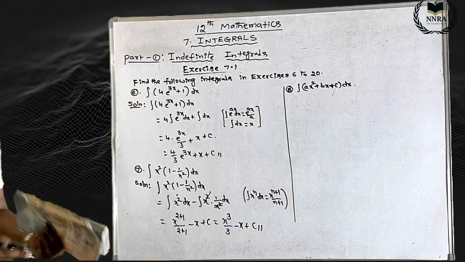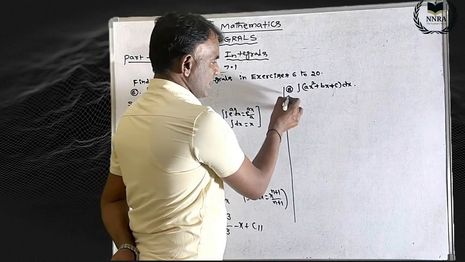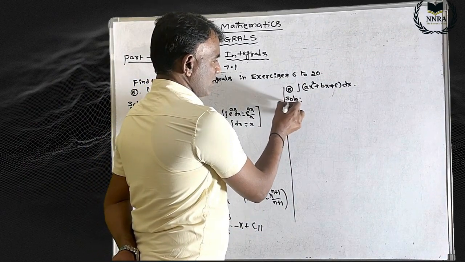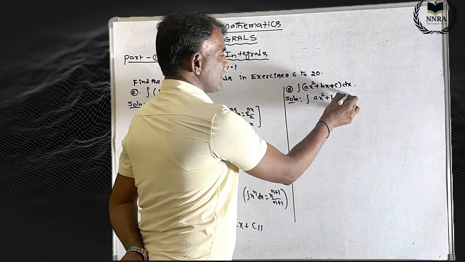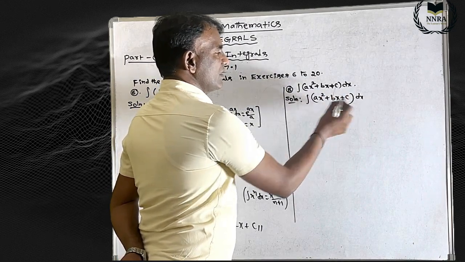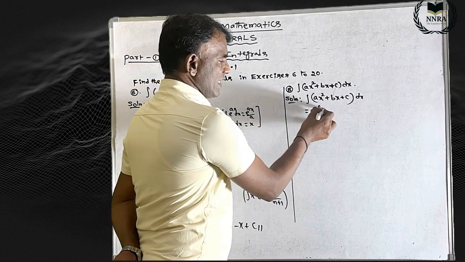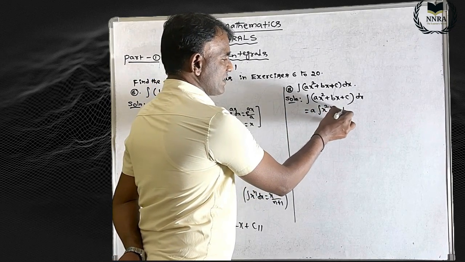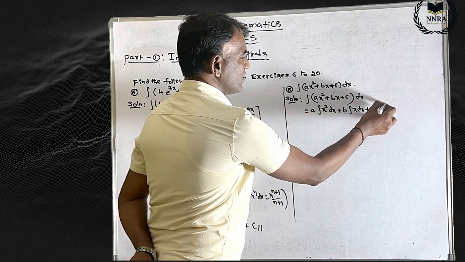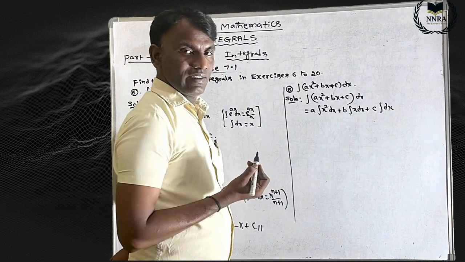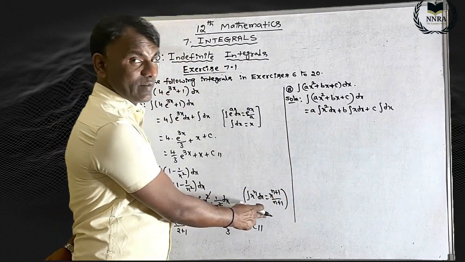So that is 8th question. Integral of ax square plus bx plus c into dx. Now split all those three terms. So what is that first term? a into integral x square dx, b into integral x into dx, and c into integral dx. Again this is a form of integral x power n dx. We use this formula.